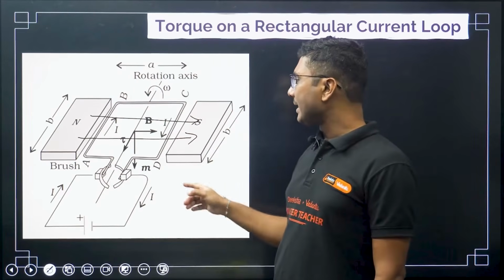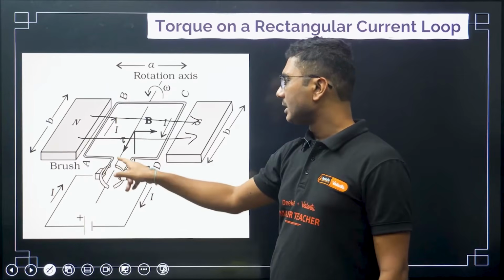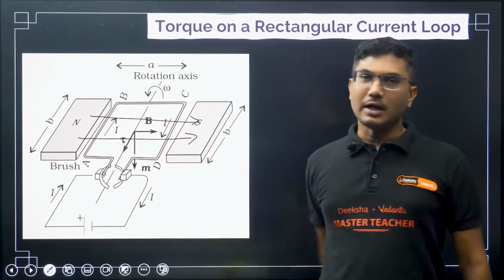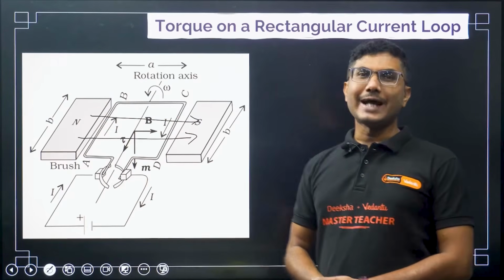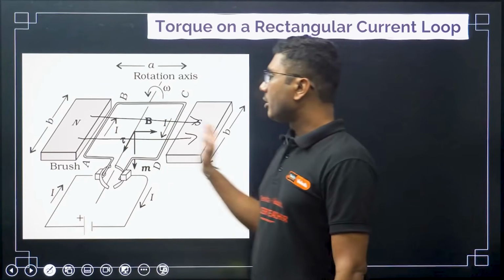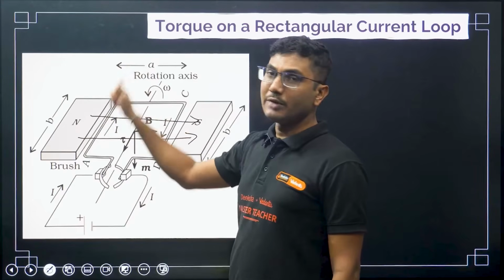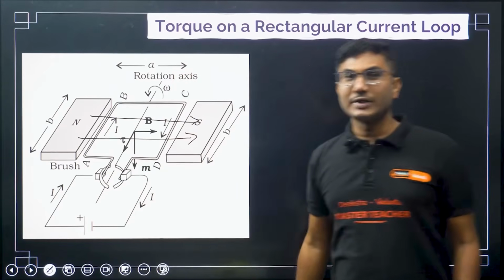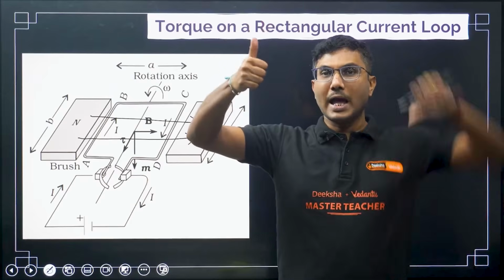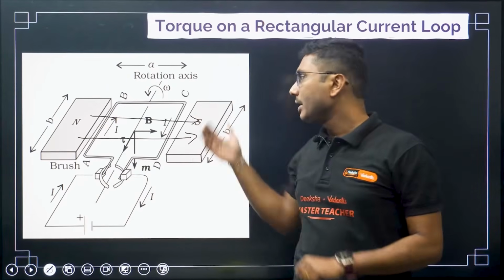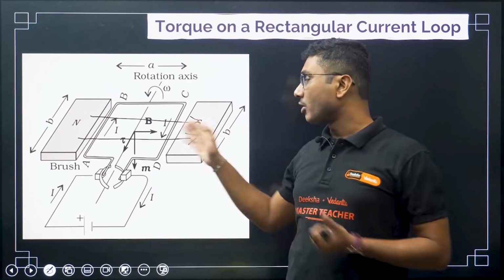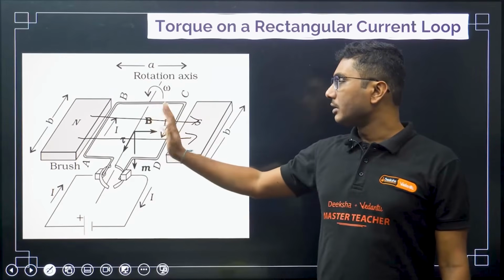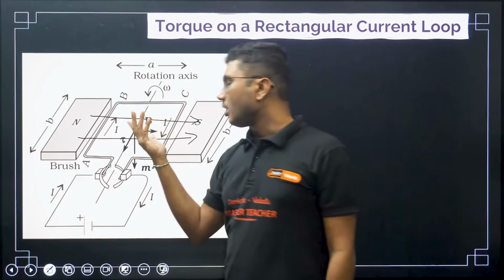A loop means current is entering, suppose from this side, passing here and exiting from here. So both arms of the loop carry current in the opposite direction. Because of this magnetic field, one way there will be a force in the upward direction, and the opposite way there will be a force in the reverse direction. So one side is trying to go up, and the other side is trying to go down. Two equal and opposite forces acting on an object at different locations will create a torque. Torque means the thing will try to rotate. This is called motor motion.